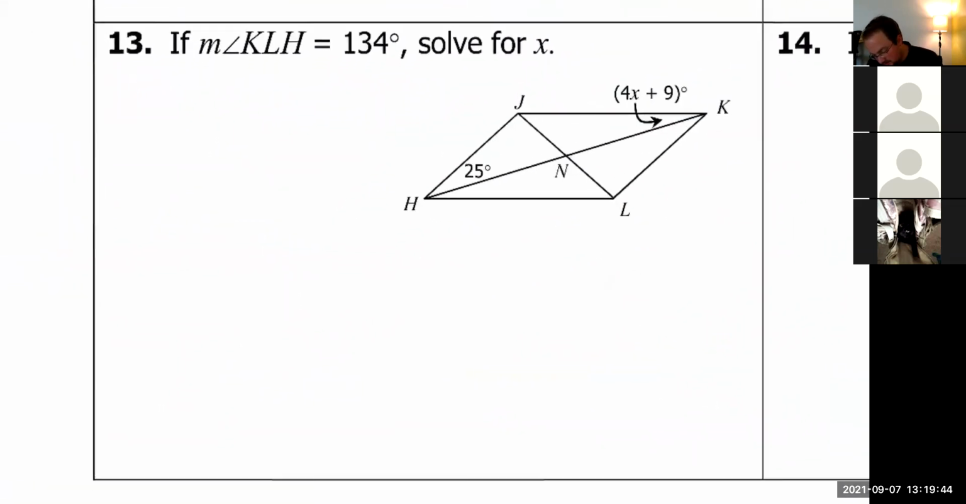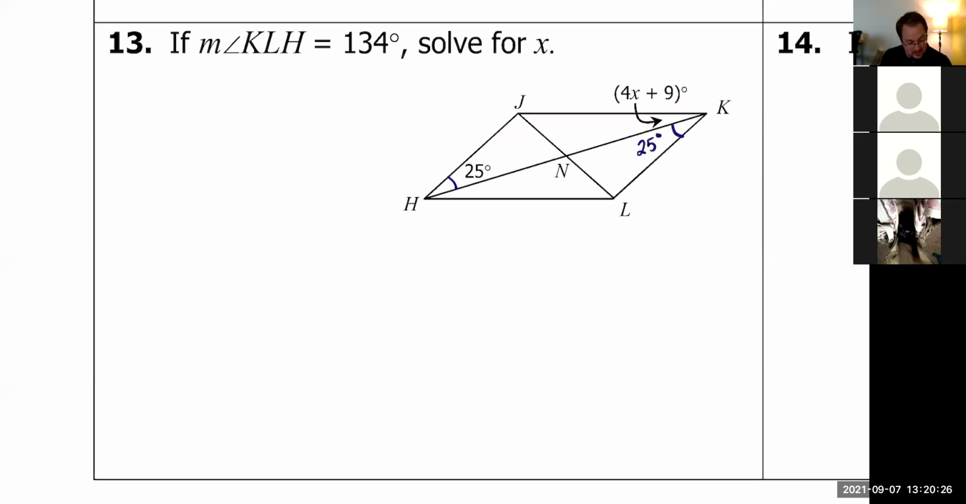Number 13, I'll do 13, we'll skip 14. Number 13 tells me angle KLH, which is this big angle down here on the bottom right corner, is 134 degrees. Solve for x. Well, this one's kind of sly because JHN, which is this 25-degree angle, is an alternate interior with angle LKN, which means this is a 25-degree angle over here as well.